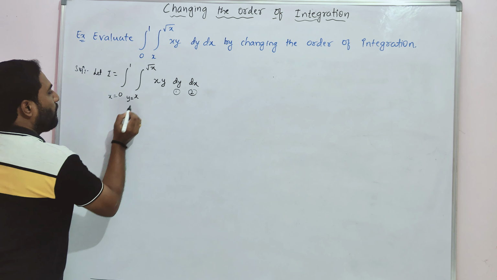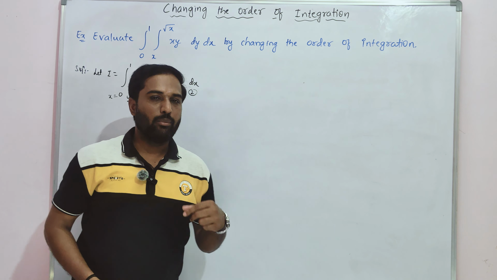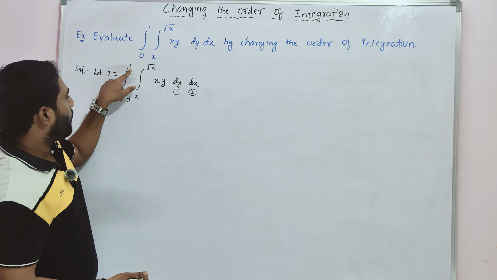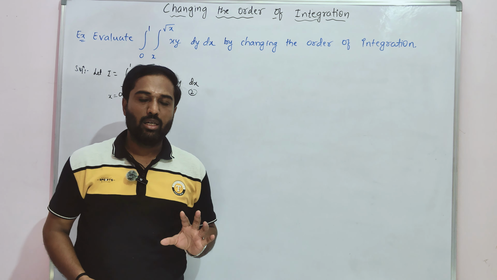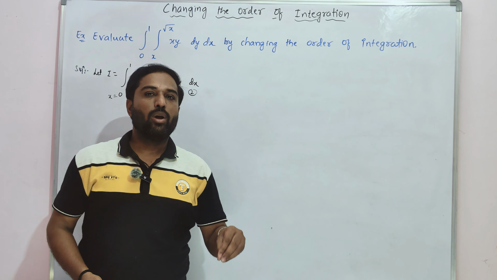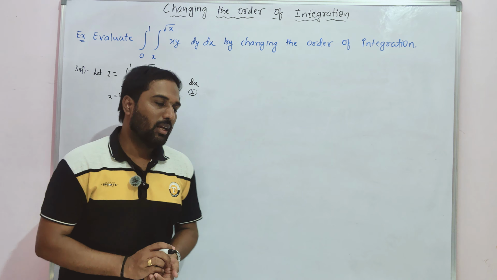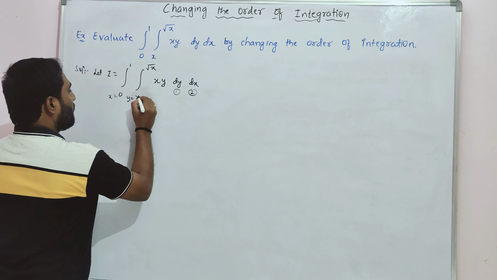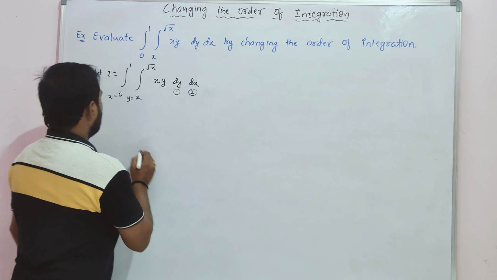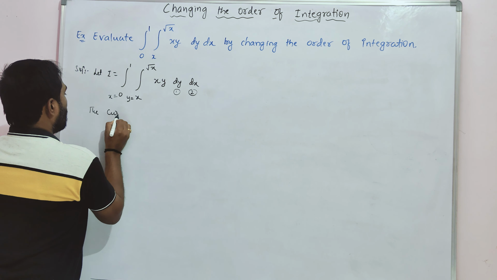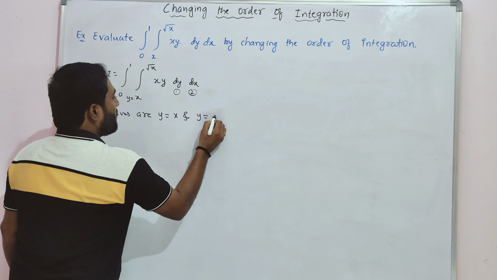Now we have two things to remember here: constant limits and variable limits. You can observe x has the limits 0 to 1, which we call constant limits, and y has the limits x to root x, which are variable limits. Those are nothing but given curves where we draw the geometry and find the new limits for the given function. Let us consider the variable limits as the curves for the given geometry. So the curves are y equals x and y equals root x.